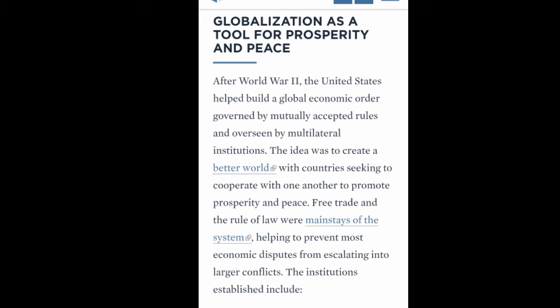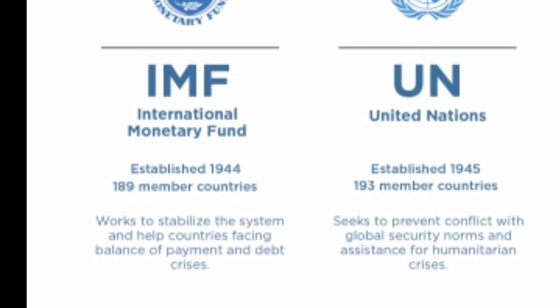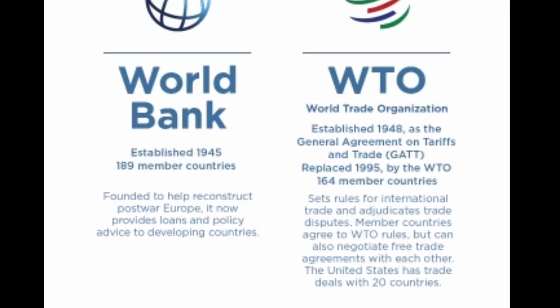The institutions established include the IMF, International Monetary Fund, established 1944, 189 member countries, works to stabilize the system and help countries facing balance of payments and debt crises. UN, United Nations, established 1945, 193 member countries, seeks to prevent conflicts with global security norms and assistance for humanitarian crises. World Bank, established 1945, 189 member countries, founded to help reconstruct post-war Europe. It now provides loans and policy advice to developing countries.